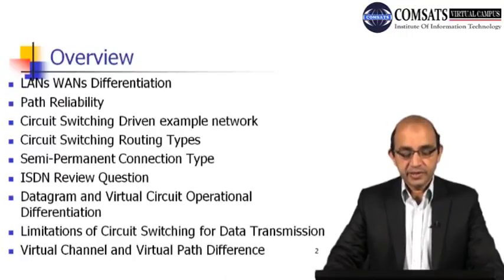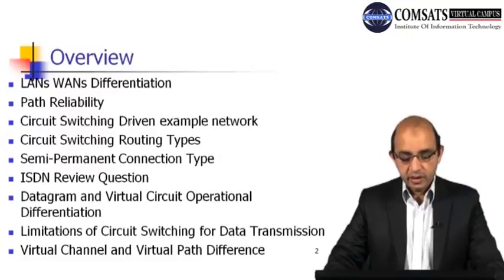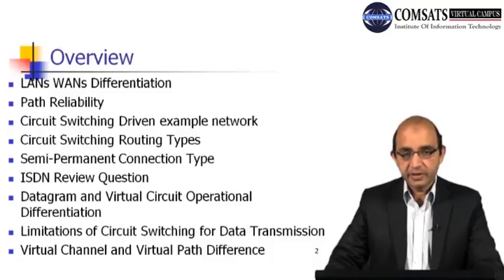semi-permanent and permanent connection types, and after that we will be discussing ISDN technology. And after discussion of ISDN, we will talk about datagram and virtual circuit operational differentiation. We will differentiate them on the basis of operational functionality. And there are some limitations when we talk about data transmission while using circuit switching. So we will talk about limitations introduced by circuit switching whenever data has to be transmitted. And finally we will differentiate virtual channel and virtual path that is related to ATM, asynchronous transfer mode.